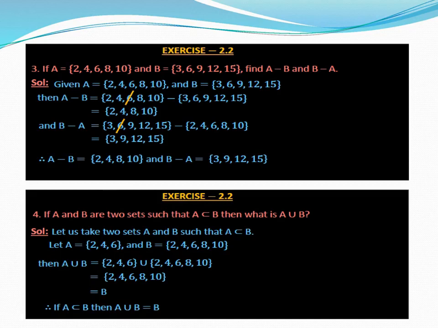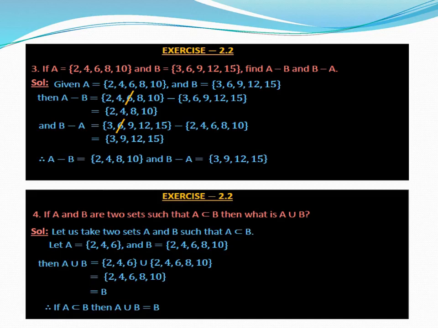So 3 is only present in set B, not present in A, so you can write element 3. 6 is also present in the other set A, so we remove that element. Next 9 is only present in B, so we write 9. And 12 is also only present in set B, so you write 12, and also 15. So B minus A equals 3, 9, 12, 15.